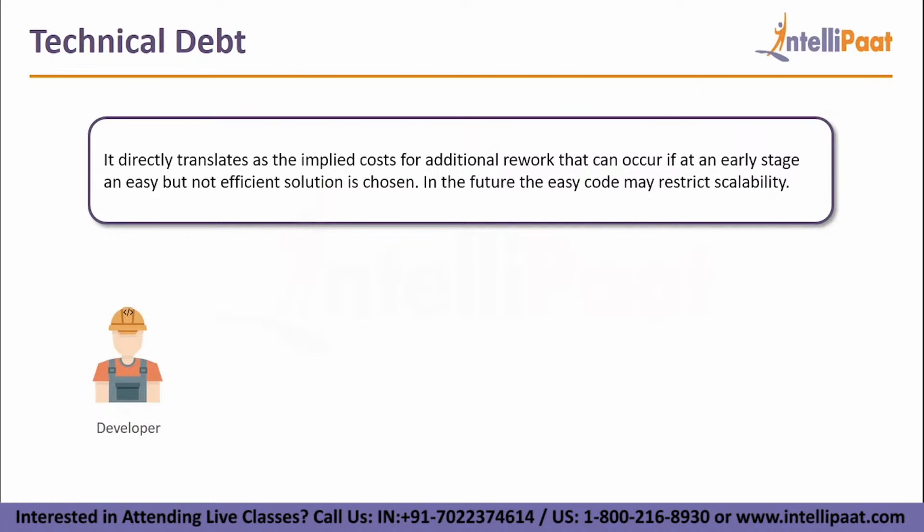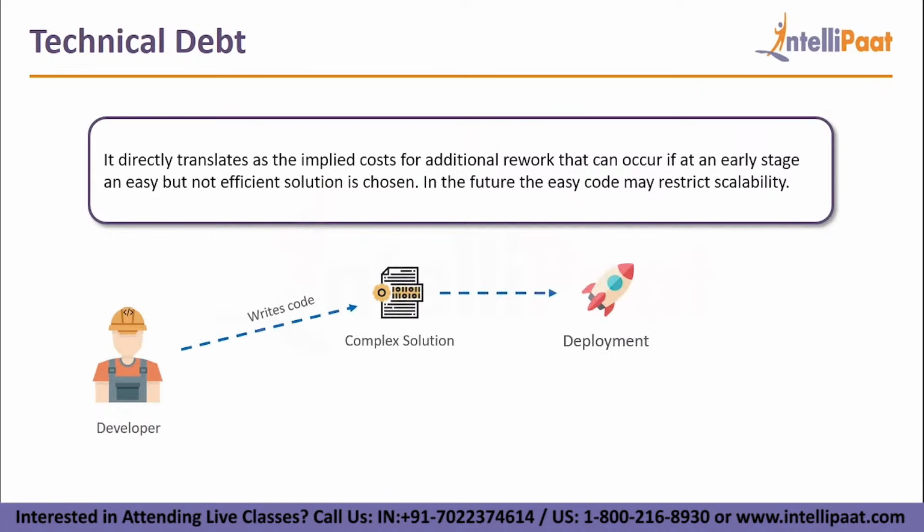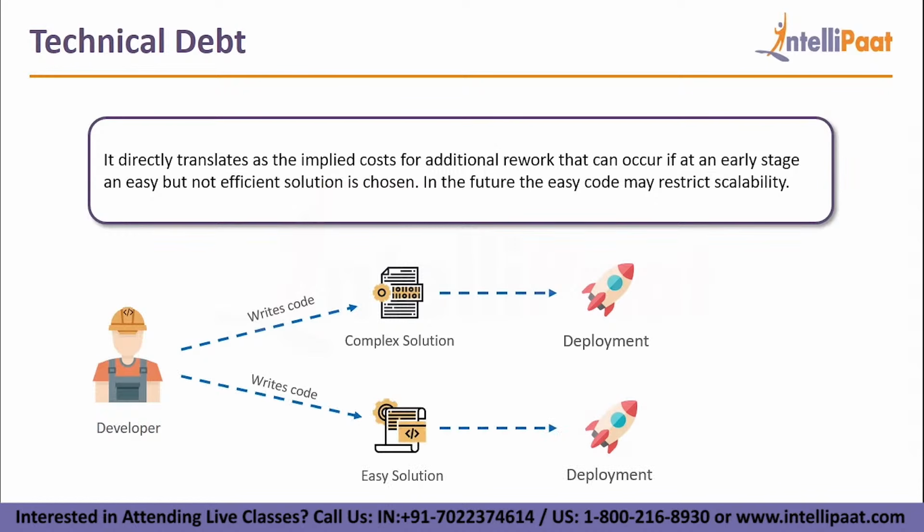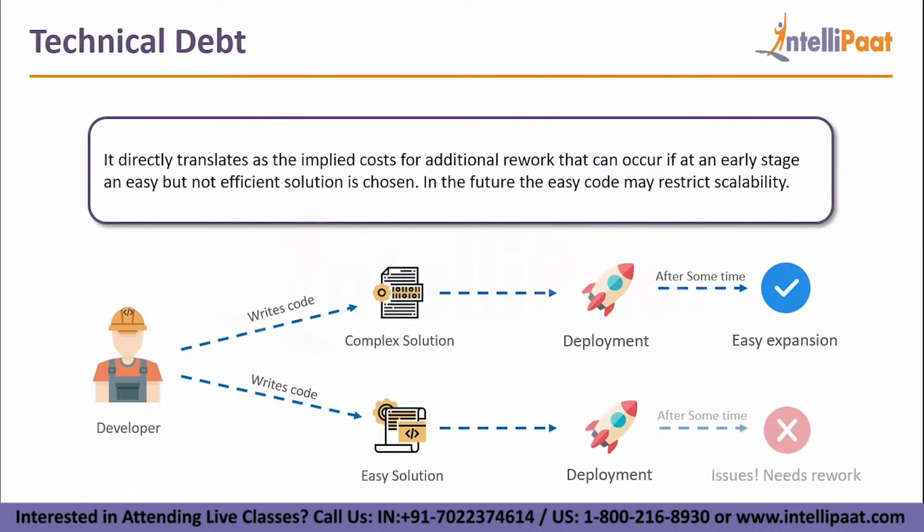Now imagine you're a developer and you write code for a problem, and then you send it for deployment. You can do this in two ways. You can either write an easy solution or a complex solution and then send it for deployment. But there's a chance that the complex solution you've written can, after some time, allow for easy expansion. But the easy solution that you chose early would not allow the same.